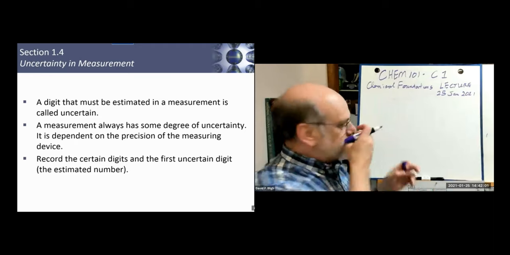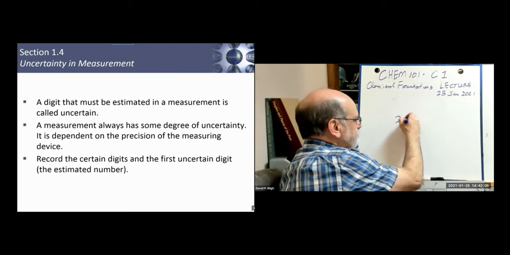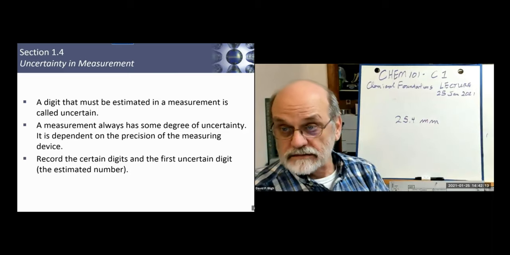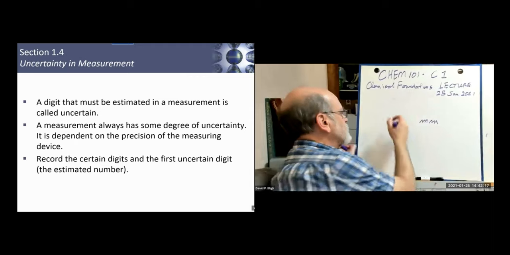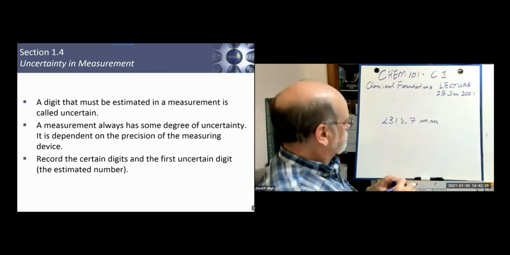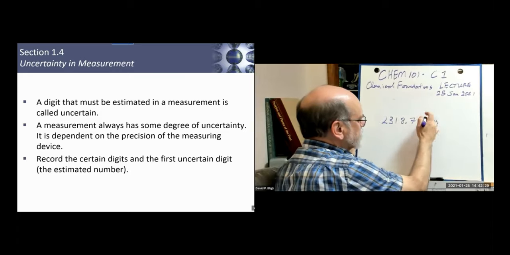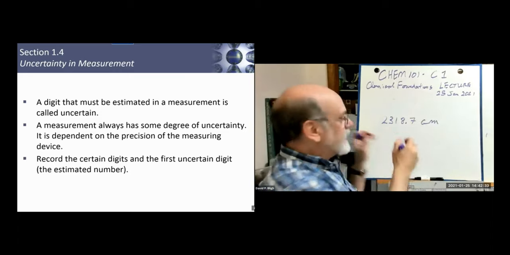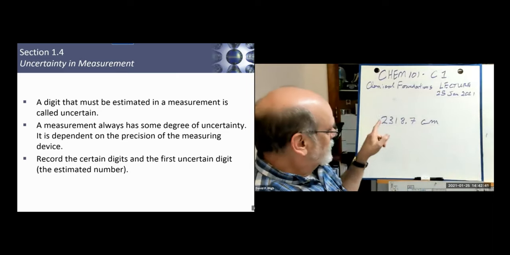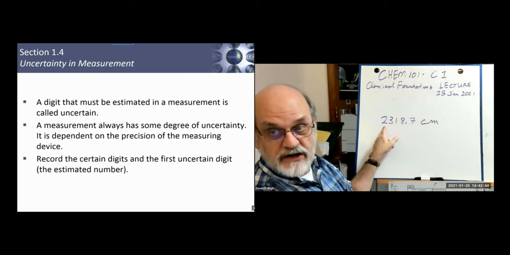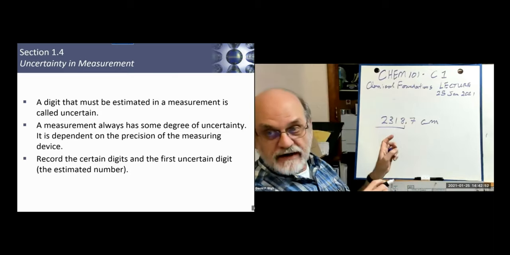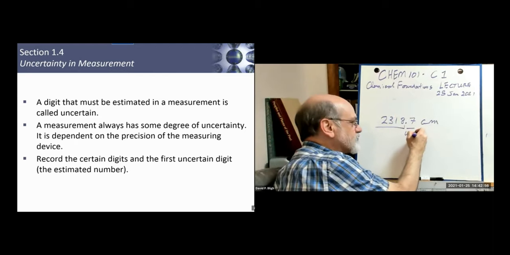When you write a number with a unit of measure, let me use an example. Let's say 2318.7, and let's change that to centimeters. When I write that number, any scientist understands that you're saying that one is certain. I'll stake my reputation on that one, that one, that one, and that one. Those are certain digits in that number. The last one is uncertain.